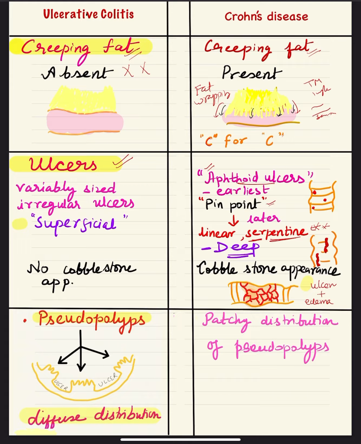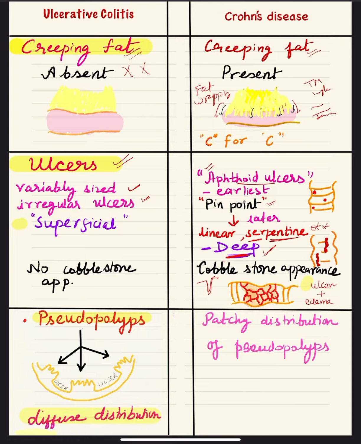So serpentine ulcers are seen in case of Crohn's disease. Now in ulcerative colitis, the ulcers are variably sized and irregular in shape. Next important point regarding the ulcer, the differentiating point, is that in Crohn's disease the ulcers are deep and knife-like. So the ulcers will be seen penetrating the mucosa, submucosa, then muscle layer. That's why they can even lead to fistula formation later on if they are penetrating all the layers.